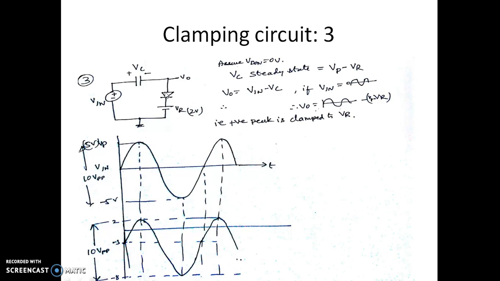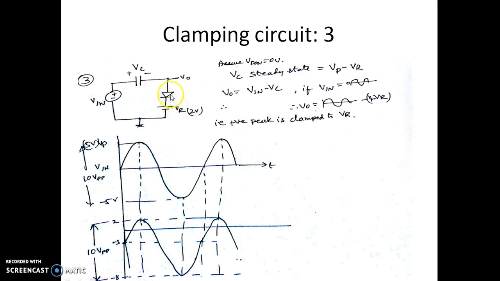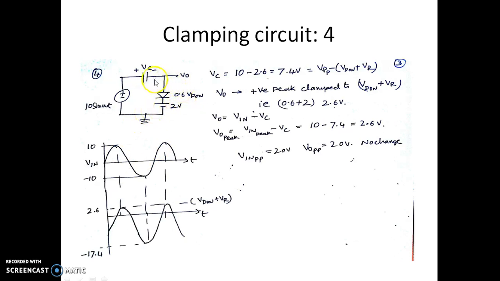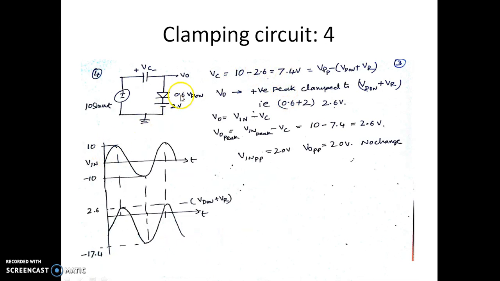Let us see in the next circuit what happens if I reverse the diode, or reverse the polarity. In the fourth circuit we are considering a VD on of 0.6. In the previous case we considered VD on to be 0, now it is 0.6. Now the capacitor voltage will be charging to Vp minus VD1 plus VR. Previously it was charging up to Vp minus VR, and now this VD1 is also added to this VR. If you assume Vp as 10, the capacitor voltage is now charged to 10 minus 2 plus 0.6, where 2 is VR and 0.6 is VD on. Now the positive peak is clamped to VD on plus VR. If you assume VR to be 2 volt, the positive peak is clamped to 2.6 volts. Again the peak to peak remains as 20 here, which is the same as the peak to peak of the input voltage.